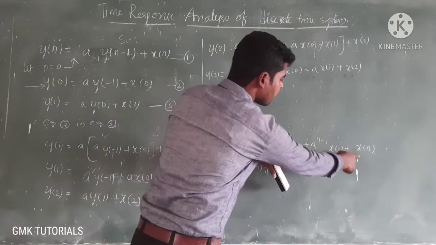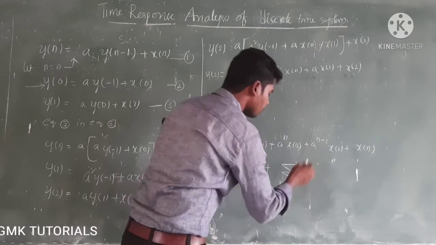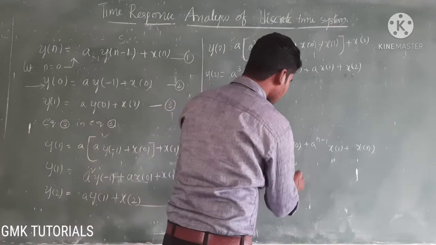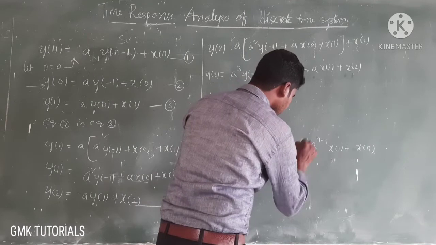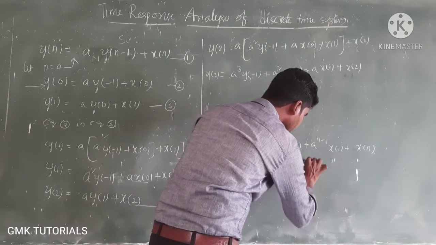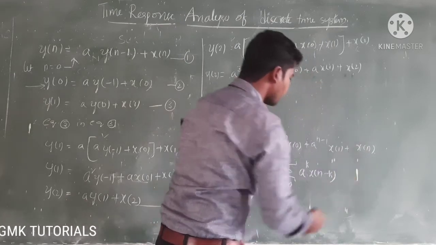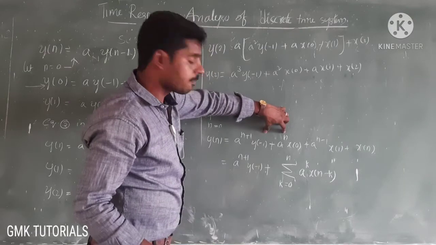Again it can be represented in some format actually. That is nothing but the sum from k is equal to 0 up to n instant of a power k into x of n minus k. Okay, the above equation can be represented like this.